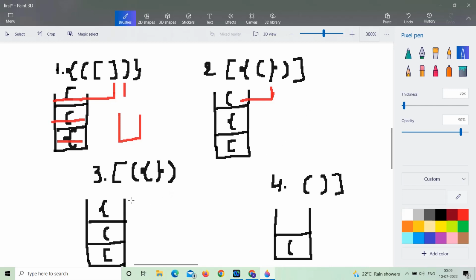Moving to the next case, here also the first three characters are opening brackets, so I push them into the stack. And moving to the fourth character, it's a closing brace. My top of the stack is an opening brace.